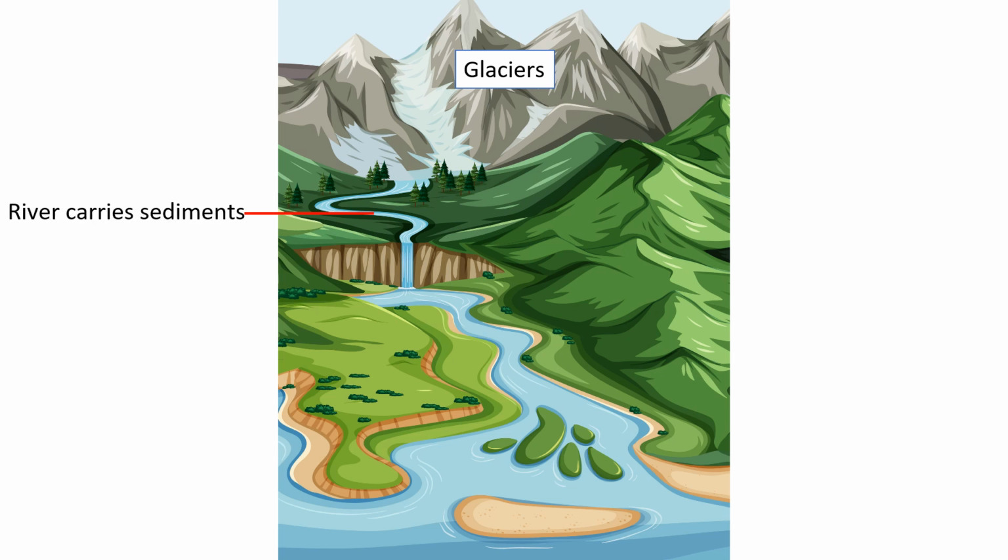Formation of a delta step by step. Now look at this picture. First, the river carries sediments. As a river flows, it erodes rocks and soil, carrying sediments like silt, sand, and clay downstream. Second, the river slows down near the mouth. When the river approaches its endpoint, usually an ocean, sea, or lake, its speed decreases, reducing its ability to carry sediments.